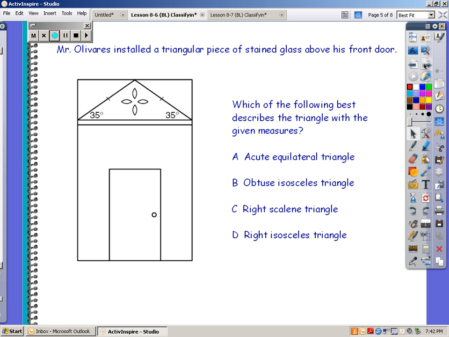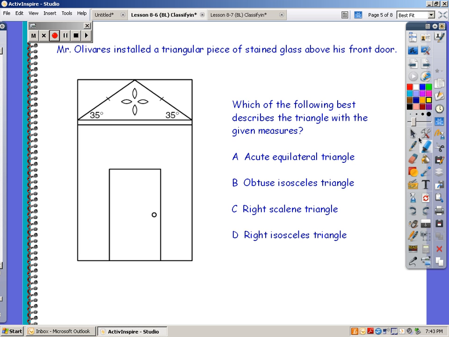Alright, so now we're going to try some practice questions. Again, I would pause the video and try to answer the question before you see me put the answer up. You also have these in your notes, on the back side of that piece of paper. Mr. Oliveris installed a triangular piece of stained glass above his front door. That would be this right here. Which of the following best describes the triangle with the given measures?